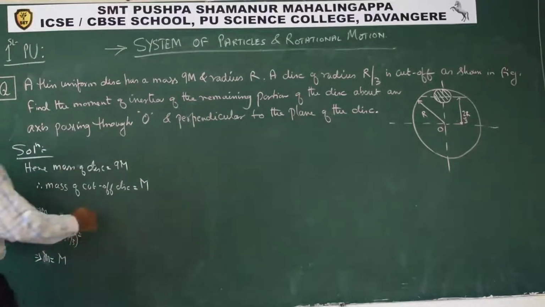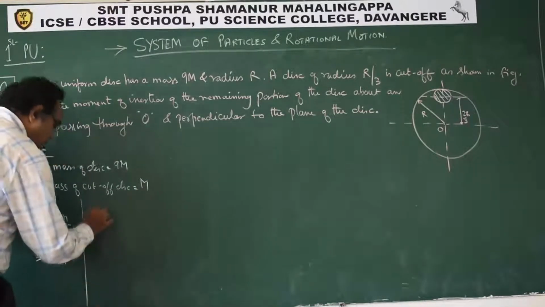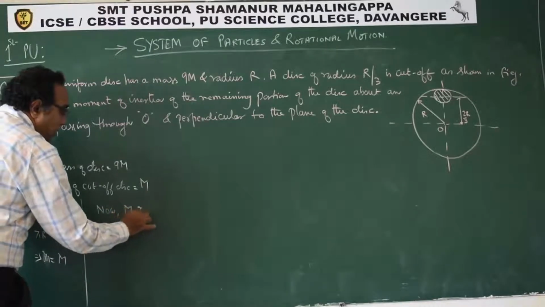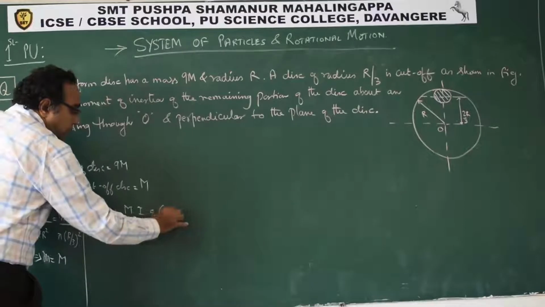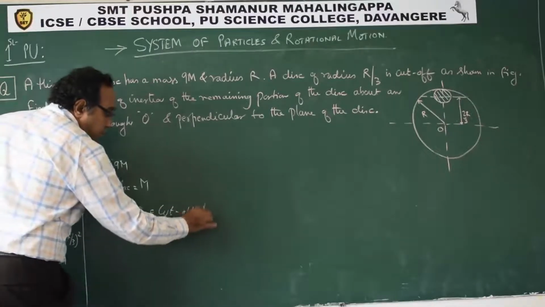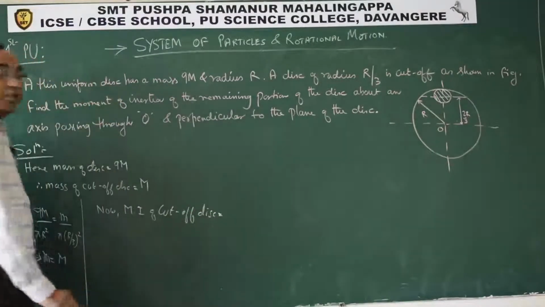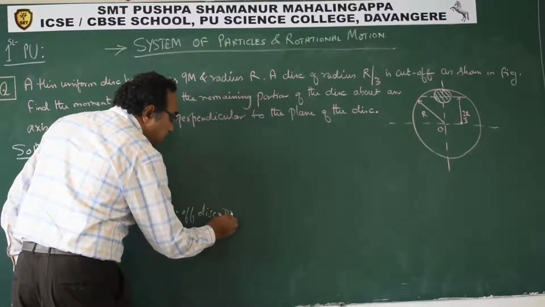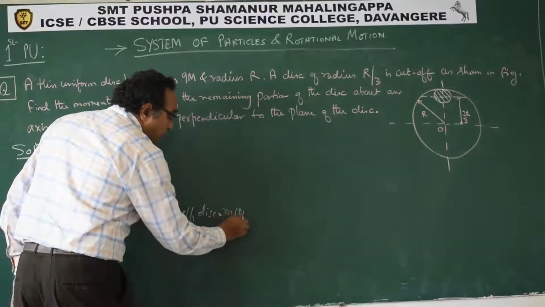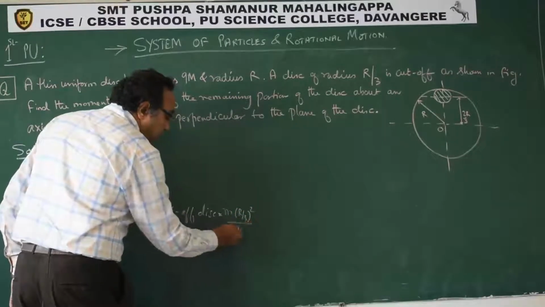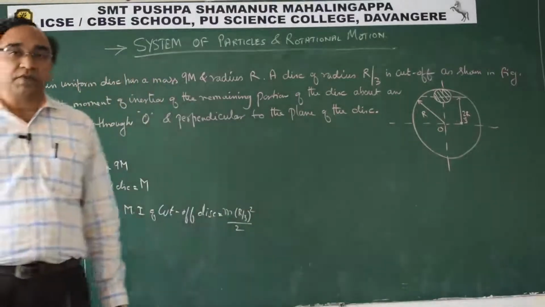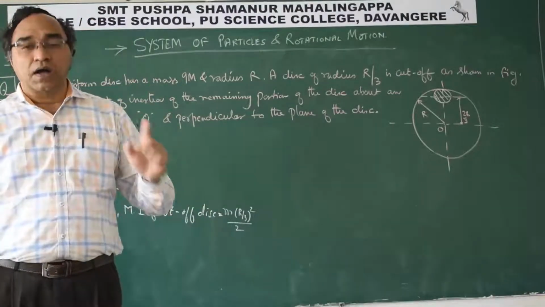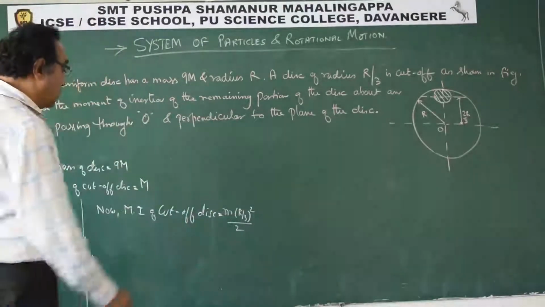Now the moment of inertia of the cut-off disk will be m, it's a disk, so r by 3 whole square by 2. We know the moment of inertia of a disk about the central axis is m r square by 2. So what is m?